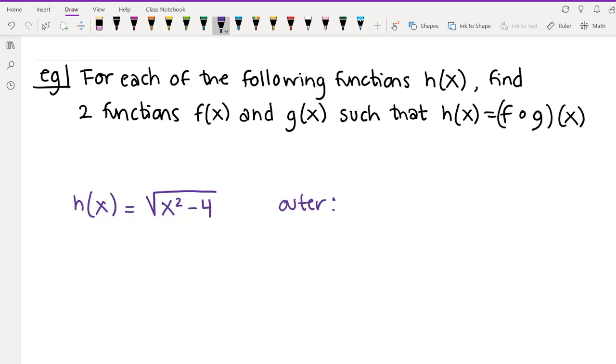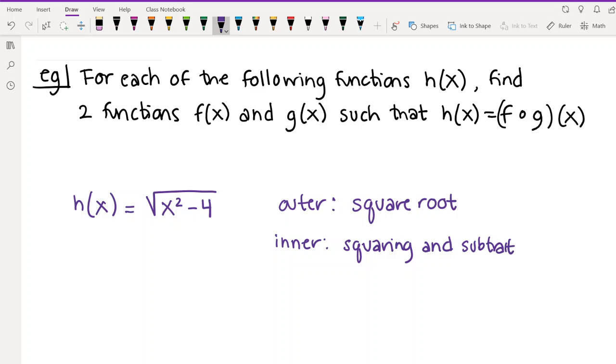So if you had to describe what is happening on the outside of this function, like what are we doing on the outermost layer of this function? We're taking the square root, right? That's the outside action that's happening in this function. And then what is the inner function? What is the innermost thing that's going on? Well, we're squaring and subtracting 4. Sorry, let me just fix that.